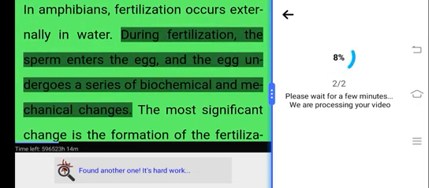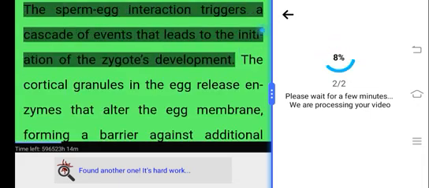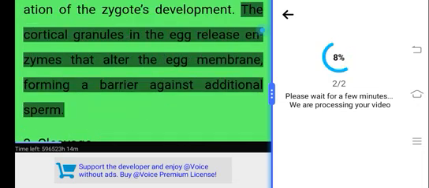During fertilization, the sperm enters the egg, and the egg undergoes a series of biochemical and mechanical changes. The most significant change is the formation of the fertilization envelope that prevents polyspermy, ensuring that only one sperm fertilizes the egg. The sperm-egg interaction triggers a cascade of events that leads to the initiation of the zygote's development. The cortical granules in the egg release enzymes that alter the egg membrane, forming a barrier against additional sperm.